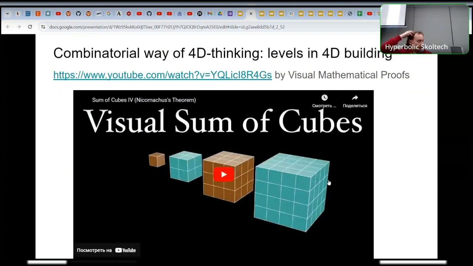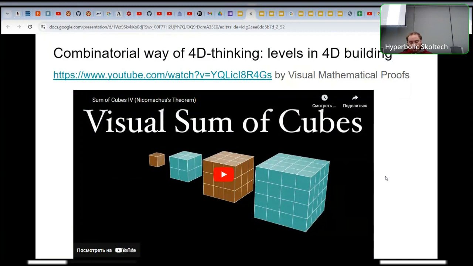This is what I found on the internet: a visual sum of cubes. Why did I choose the sum of cubes? Here is 1 cube plus 2 cube plus 3 cube plus 4 cube, and so on, plus n cube. And there is a short formula for summing this up, without any dots in it.